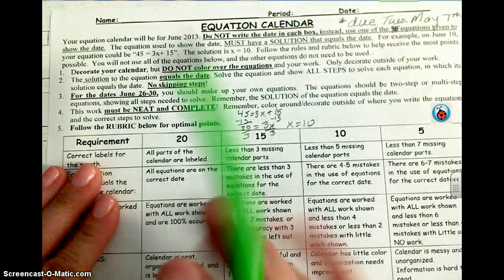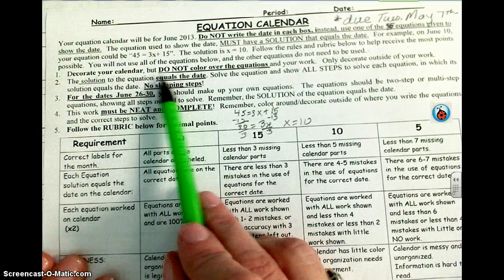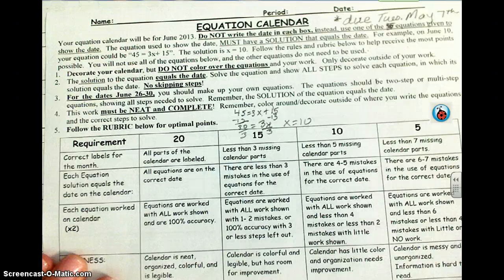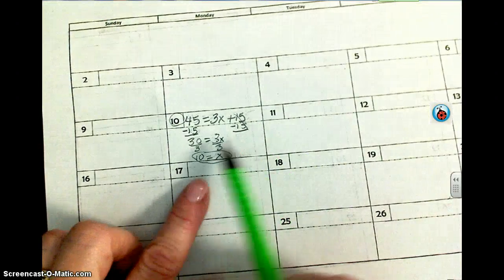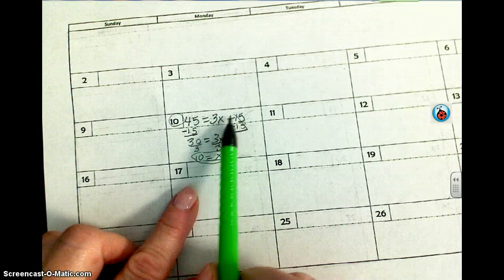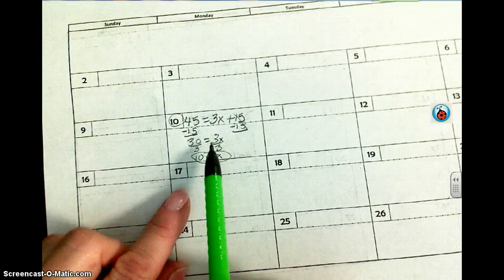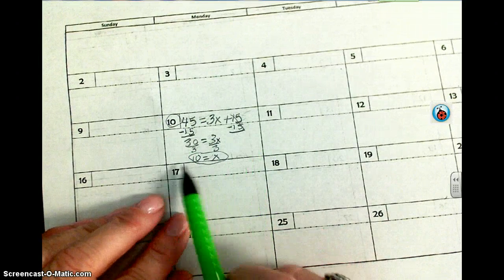When you finish, after you've completed all the equations, you're going to decorate the calendar. But notice I said do not color over the equations. Right here where you've written the problem, do not color over this. If you want to go over your numbers with a marker or colored pencil, you can, and you can even color around it, but do not color over what you've written.